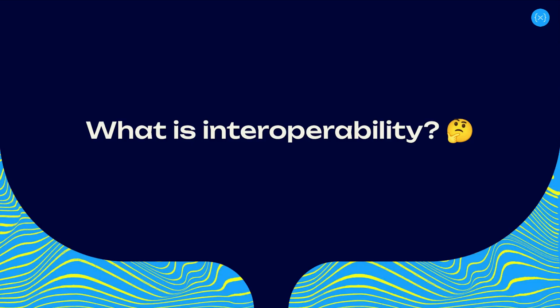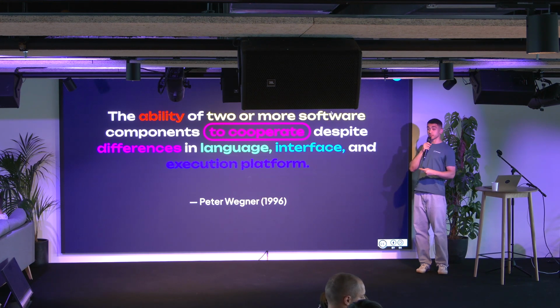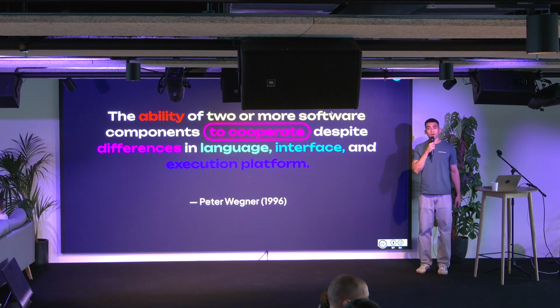What is interoperability? Interoperability has been defined in 1996 by a well-known professor called Peter Wegner as the ability of two or more software components to cooperate despite the differences in languages, interfaces, and execution platform. As you can see, this definition is very general. It's applied to computer science, but also in data and communication in general.